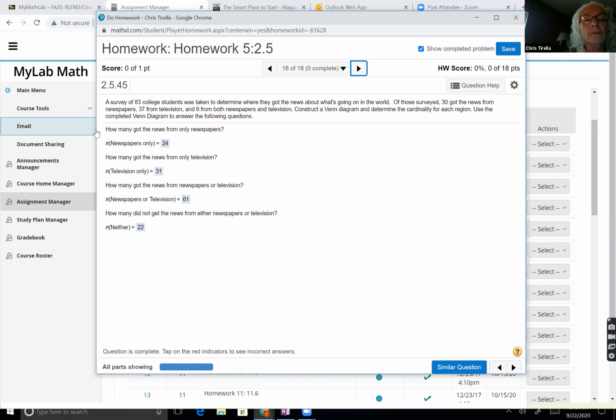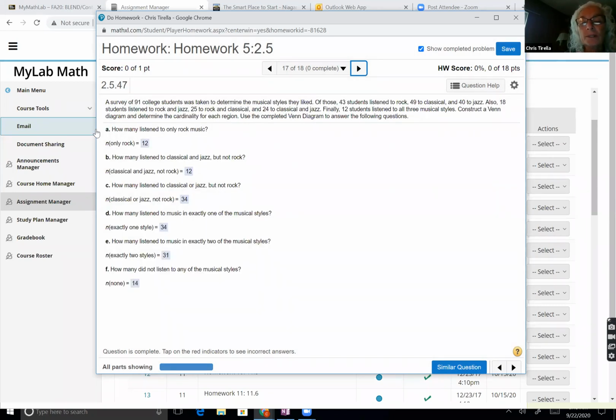Survey of 83 college students was taken to determine how they feel about what's going on. 30 newspaper. Oh, this is just a 2-loop one. Where's the big bad one? Yeah, this, and a 3-loop Venn diagram where you fill in the survey information. Okay, that one was hard for me. Those ones are more involved, anything that has alphabet soup to it. But again, just like that.